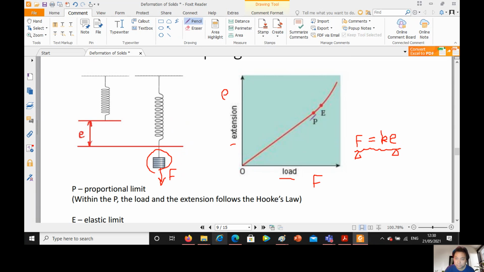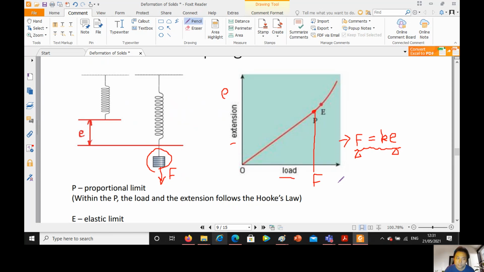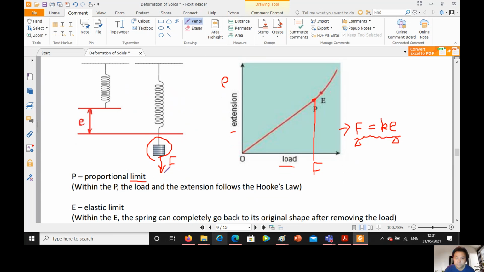Of course, before the P point. So you can see a P point here. When the load is smaller than P, it perfectly follows that relationship. However, when the load goes beyond that point, you can see the straight line become a little bit curved. That means it doesn't perfectly follow that relationship. So that P point is called the proportional limit. That means within P, the load and extension follow Hooke's law, that linear relationship. I think this is GCSE stuff.